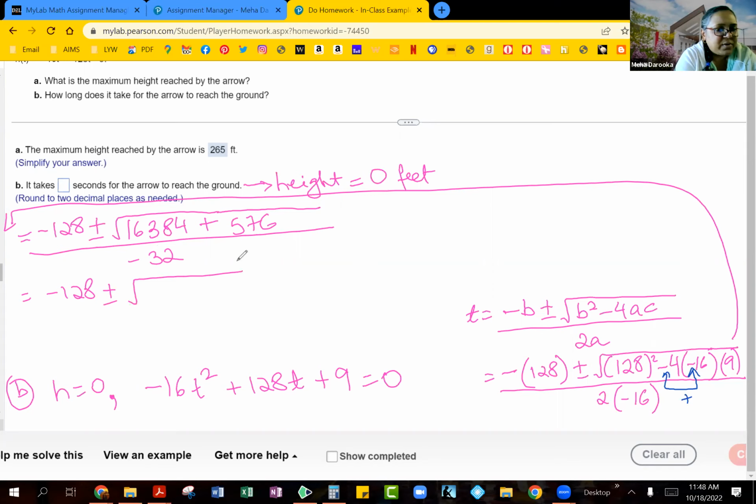Let's see, what can we do with the inside? I'm kind of hoping it will be a nice clean number that we can take a square root of, but we'll have to figure that out. So this guy is adding up to, looks like 16,960. And then we still have negative 32 on the denominator. Does that square root come out to be a nice clean answer? Doesn't look like it, does it?